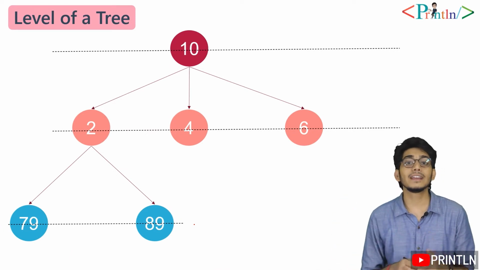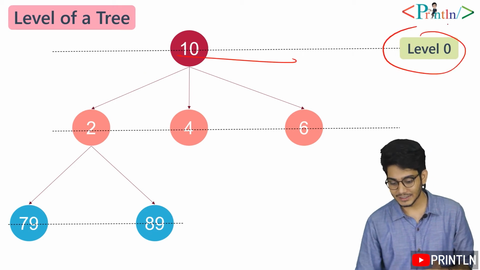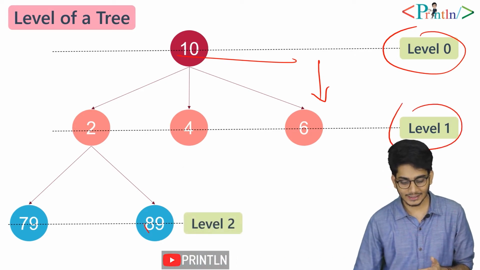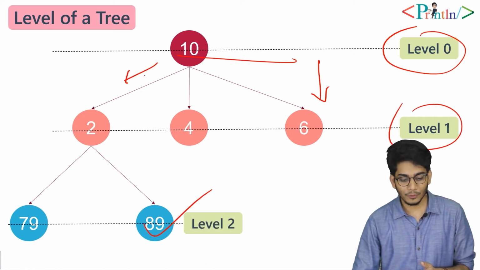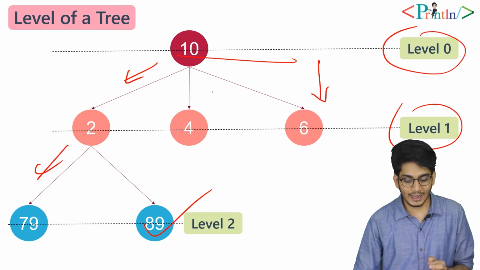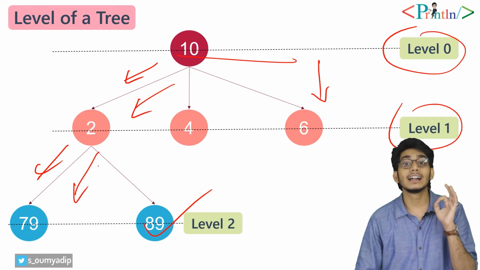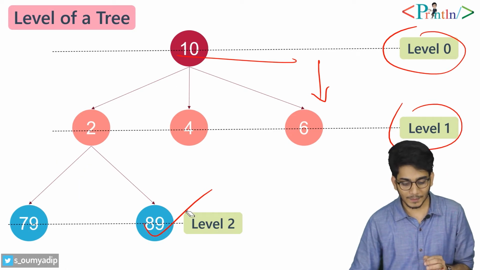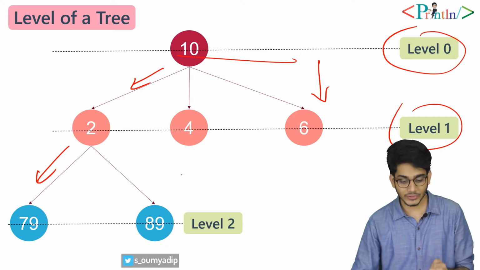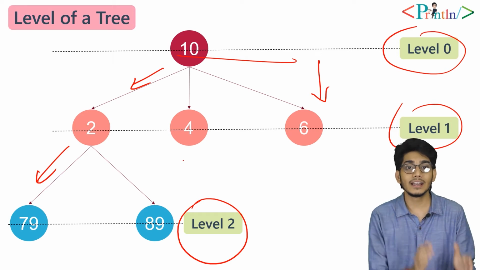So this is how we can determine a level. The root node has level 0. After that we have level 1, and this is level 2. So this is how we can count the level of a tree. We can say that how many paths we have from the root node, that is the level of a tree. What is the longest path from the root node? That is 1, 2. So what is the maximum level of this tree? That is 2.